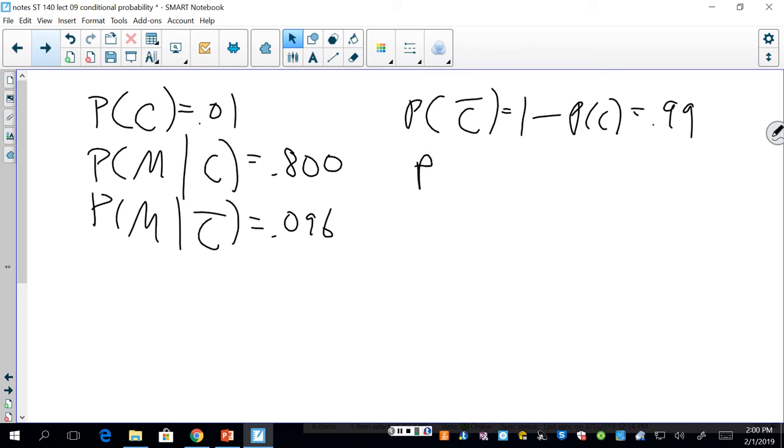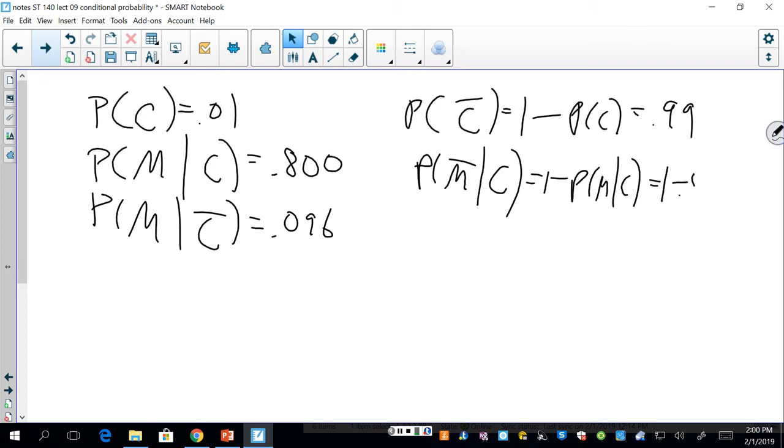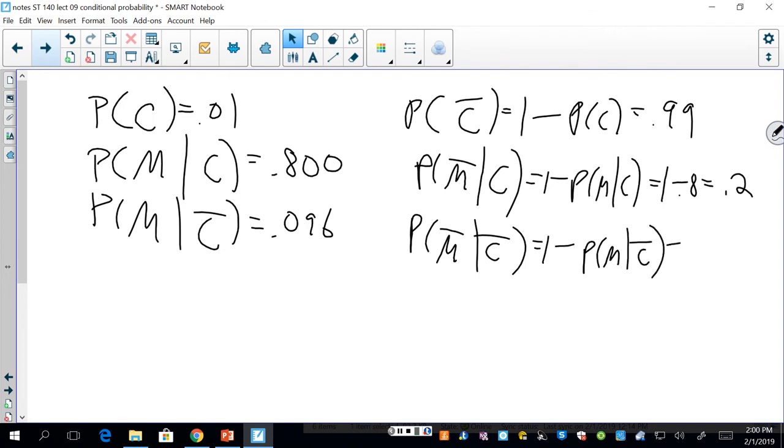So the probability of not getting a positive mammogram, it is not detected, is 1 minus this. Just like fractions, the denominator always has to stay the same. So 1 minus 0.8 is 0.2. And the chance of a negative mammogram among people who are not having cancer is 1 minus the mammogram probability for that group. So 1 minus 0.096, 0.904.